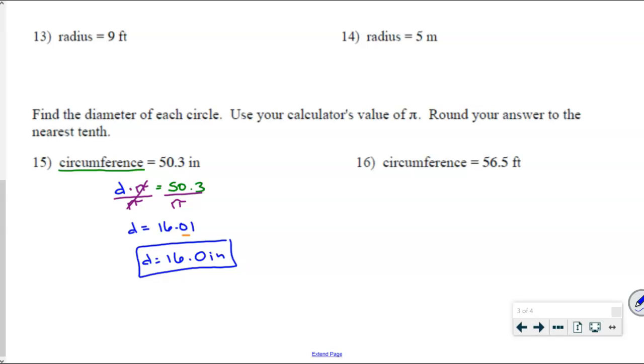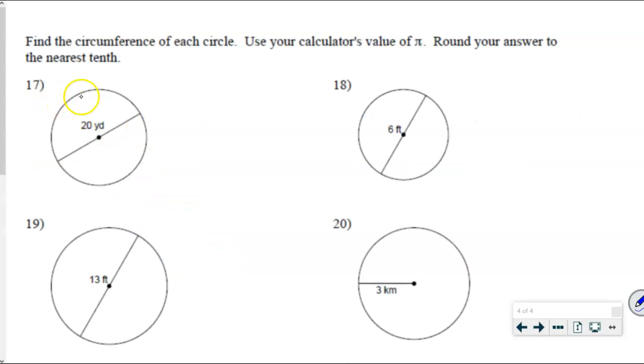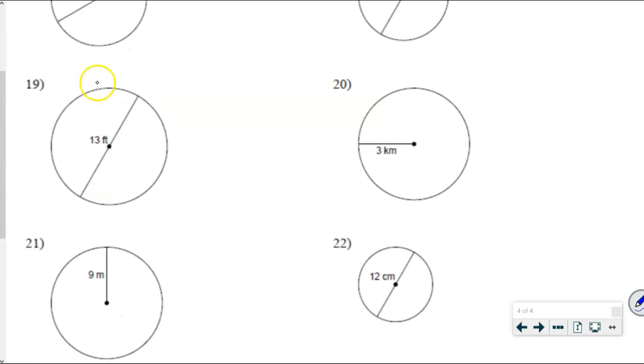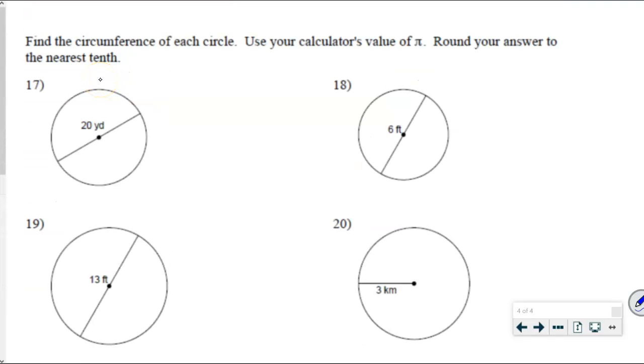Just about done. Let's move on to the next set of problems here. On all of the remaining problems, 17 through 28, I just want you to find the circumference. Here's what you need to be careful of. In some problems, when I'm asking for the circumference, I'm giving you the diameter. In some problems, I'm giving you the radius. So you just need to make sure that you take a minute to decide what information is given and what do I do with that information.